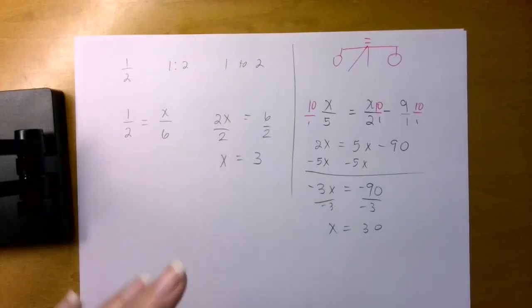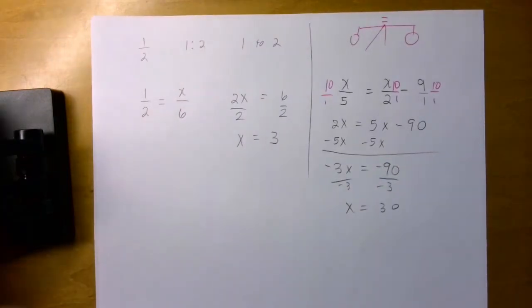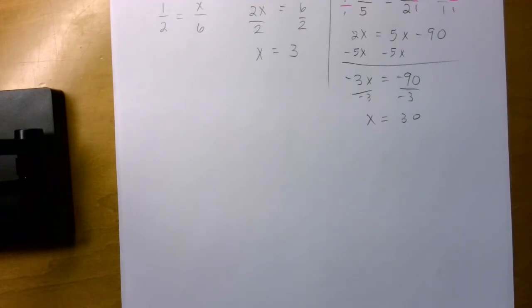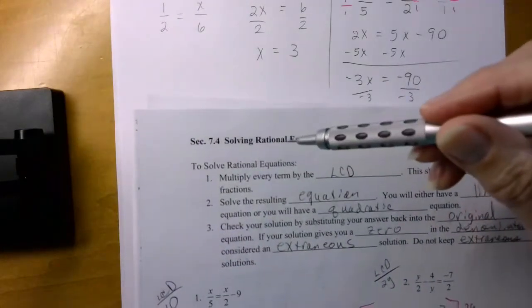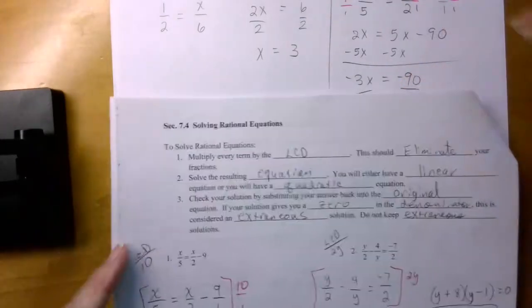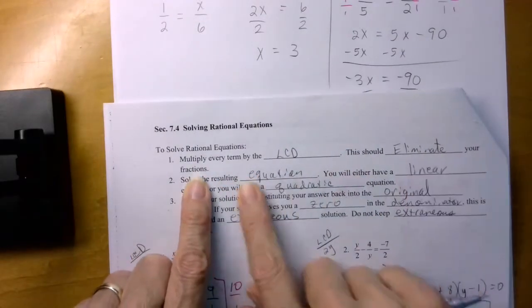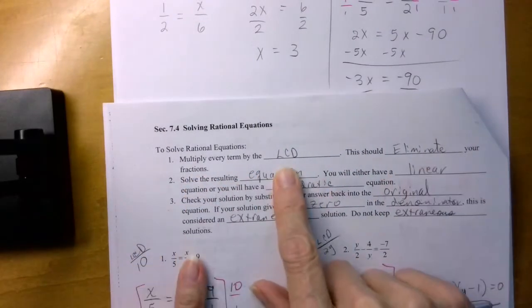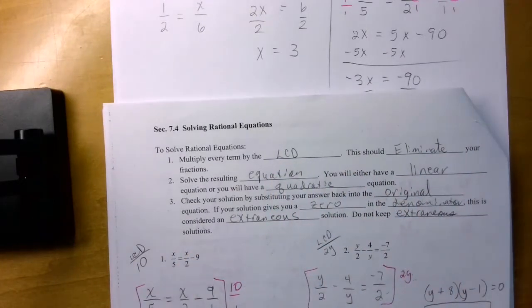Now, here is another interesting problem. This is out of a notes packet that I do for intermediate algebra. It's in chapter 7, solving rational equations. Again, we eliminate the fractions. We always eliminate the fractions. Multiply by the LCD to clear those fractions. We do not work with fractions. We do not solve equations with fractions in them.